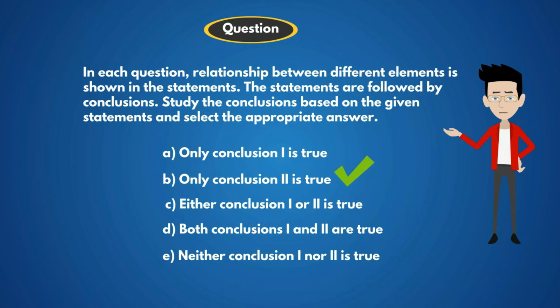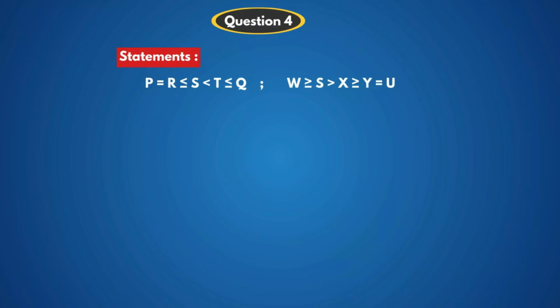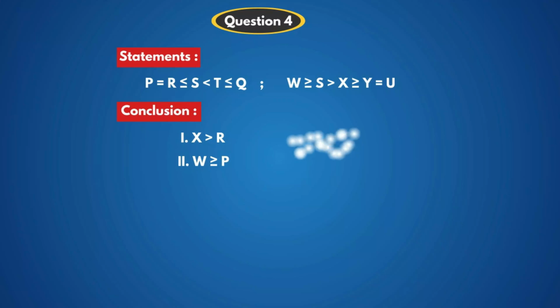Question number 4. Statements. P equal to R less than or equal to S less than T less than or equal to Q. W greater than or equal to S greater than X greater than or equal to Y equal to U. Conclusions. Conclusion 1. X greater than R. Conclusion 2. W greater than or equal to P. Conclusion 3. X less than T. Conclusion 4. Y greater than Q.